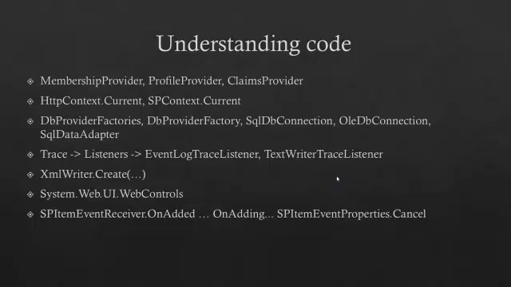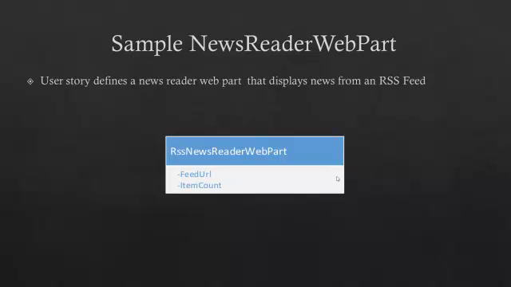So let's go to a real life example on a newsreader web part. I had a colleague and a user story that defines a newsreader web part that displays news from an RSS feed. The easiest way I can think of to create this web part is creating a single web part with a feed URL and an item count. Inside the web part, I have code that on load will get the feed URL, send an HTTP request, get the items, have some way to render HTML out of that, and then filter it on item count. That's the easiest way to create this newsreader web part. And indeed, you could do it like this.